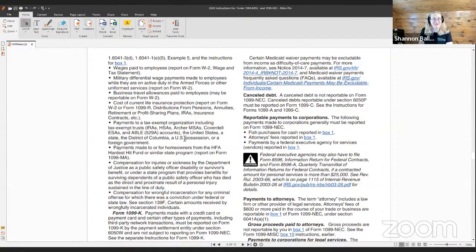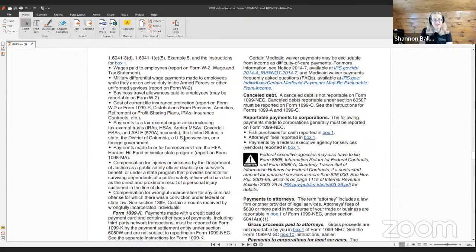Cost of current life insurance protection, report that on a Form W-2 or a Form 1099-R. Distribution from pensions, annuities, retirement, or profit sharing plans, IRAs, insurance contracts. Payments to a tax exempt organization, including tax exempt trusts, IRAs, HSAs, Archer MSAs, Coverdell ESAs, and ABLE 529A accounts.